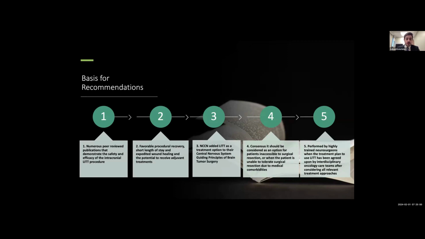And then the procedure recovery, the short length of stay, the wound healing, patients being able to receive adjuvant treatments, as well as the NCCN now adding LITT as part of the treatment paradigms for brain tumors. And there's consensus as well now that LITT can be used for patients that are not cleared or inaccessible for surgical resection, or patients with multiple comorbidities, and being performed by highly trained neurosurgeons as well. We can see that the outcomes have been great.